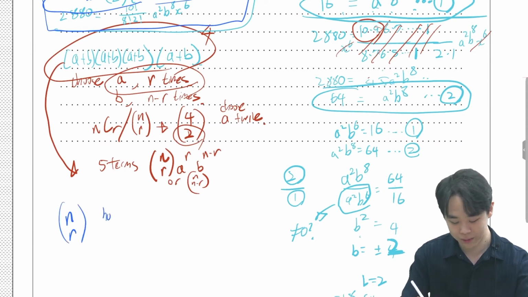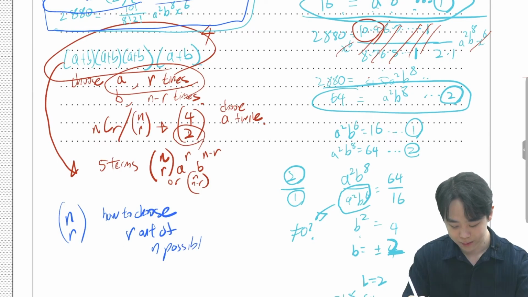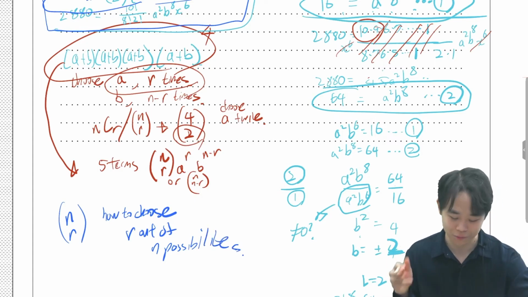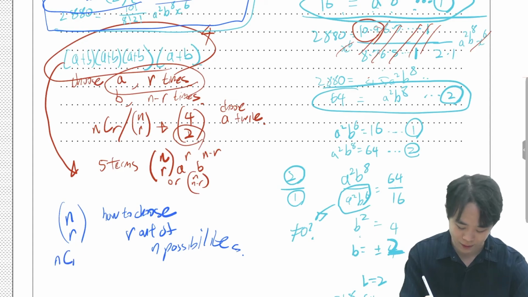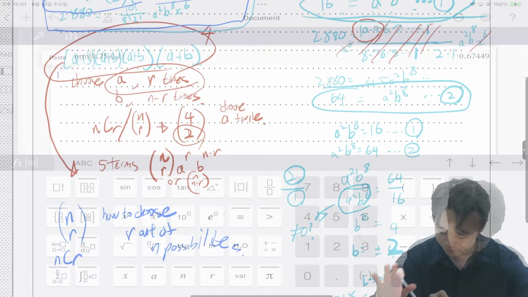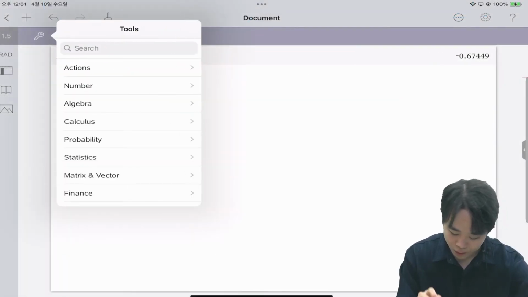So how can we choose r out of n possibilities, right? There are n different times you have to make a choice, and we need to do some action for r of them, right? So nCr. You can conveniently find this value on your calculator. We can do probability, right?